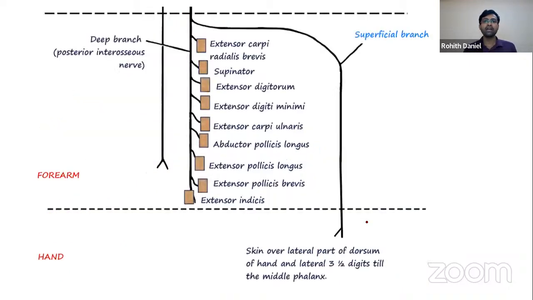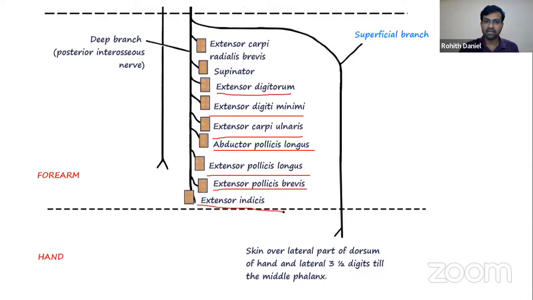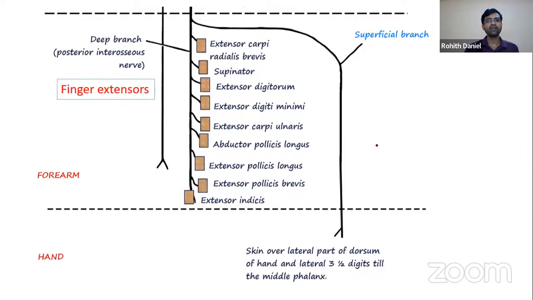Now coming down, you have the posterior interosseous nerve and the superficial radial nerve in the forearm. And posterior interosseous nerve supplies lots of muscle, especially the extensor digitorum, extensor digiti minimi, extensor carpi ulnaris, abductor pollicis longus, extensor pollicis longus, extensor pollicis brevis, and extensor indicis. And all these are your finger extensors.